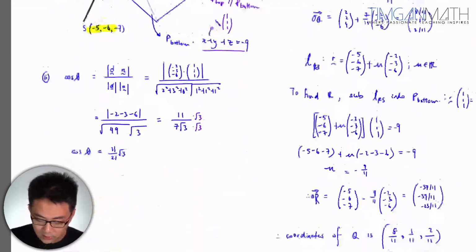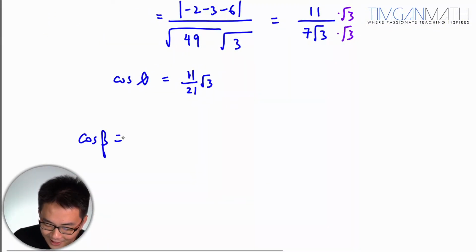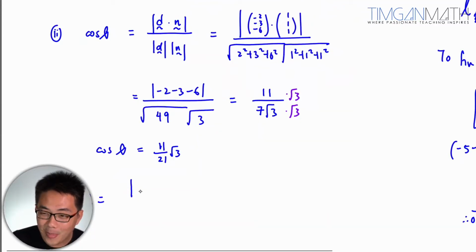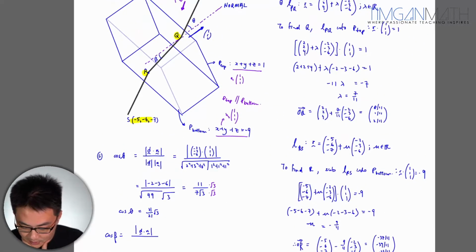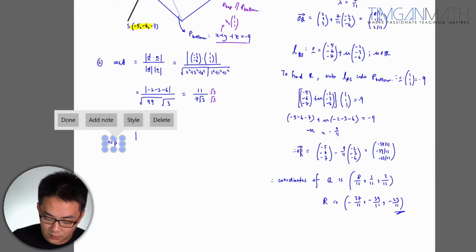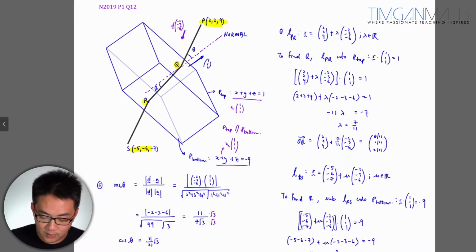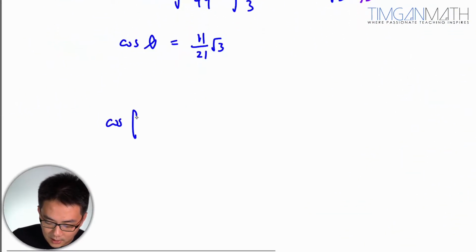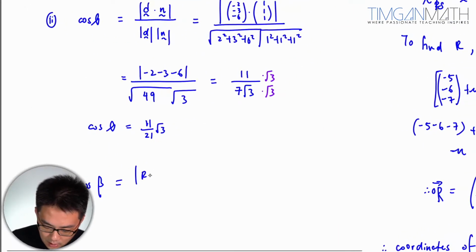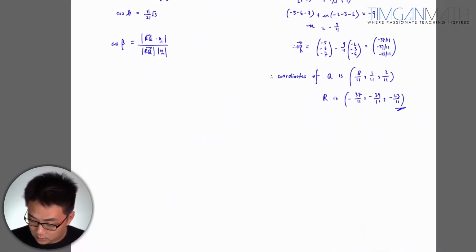Then cosine beta, do the same thing. This is pretty interesting. So cosine beta will be d dot n over... Let me think. Cosine beta. Oh, for cosine beta, we need to find RQ. Interesting. Beta is over here. I'm sorry, I thought it was theta. So beta is RQ. So cosine beta, instead of d dot n, would just be RQ dot n over mod RQ mod n. Okay, so we just need to find RQ.